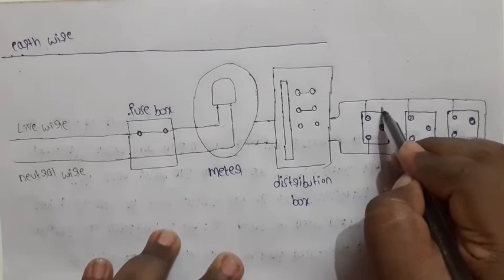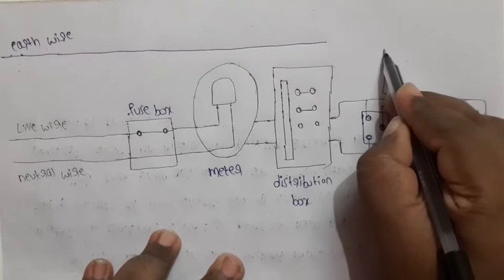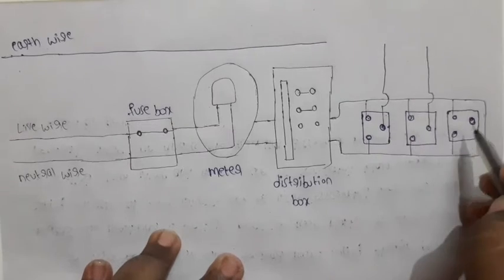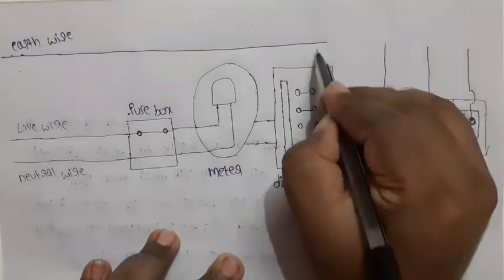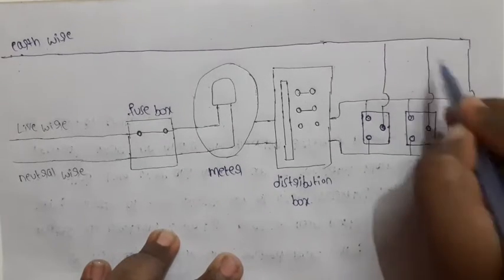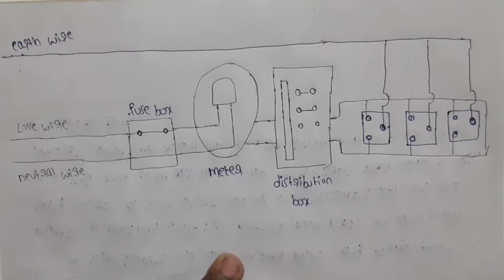Later is connected to earth wire. This is also connected to earth wire. Why are we connecting the earth wire here? To avoid the leakage of current and protect from electric shocks.